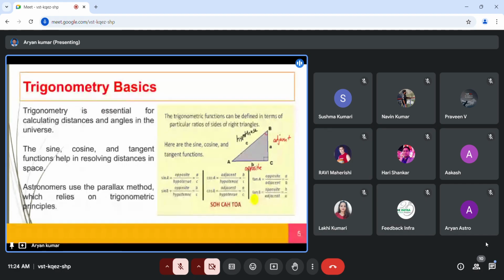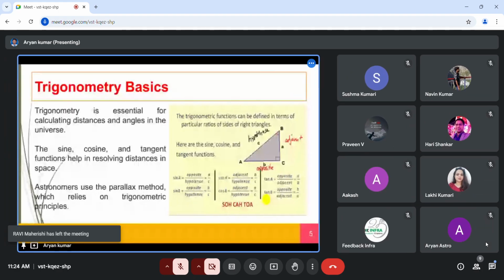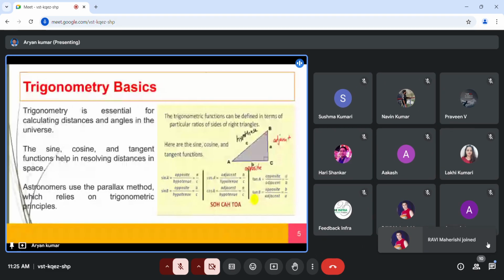So there are many concepts of it, like spherical trigonometry, right triangles, angles, etc., that are used for calculating distance, height, and angles. Angles are measured in degrees, arc seconds, or radians. This would be advanced for now, and we will break this down in some other presentation.